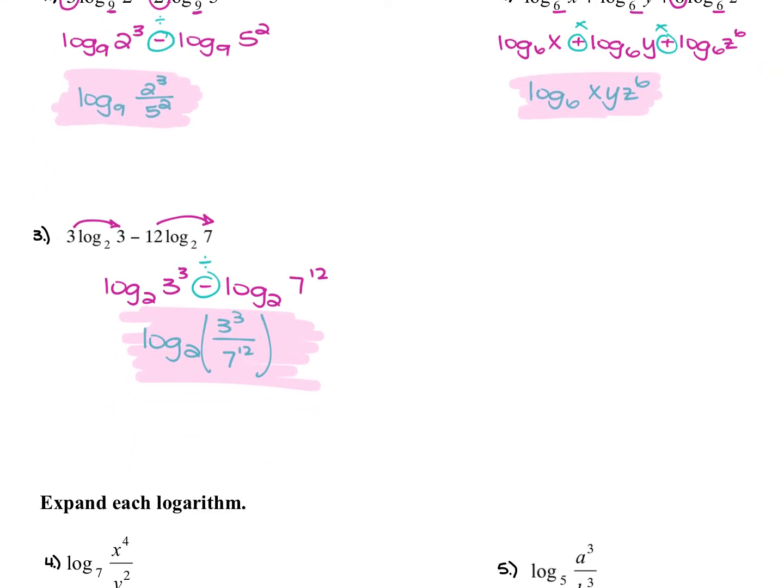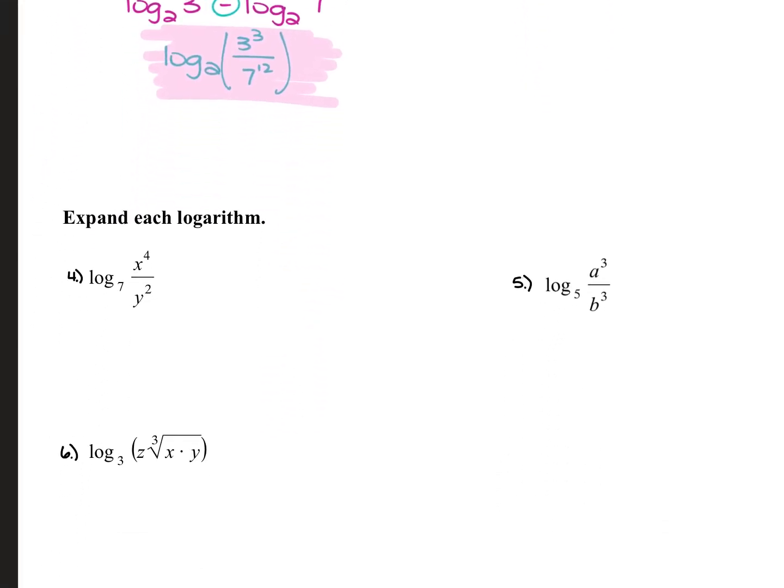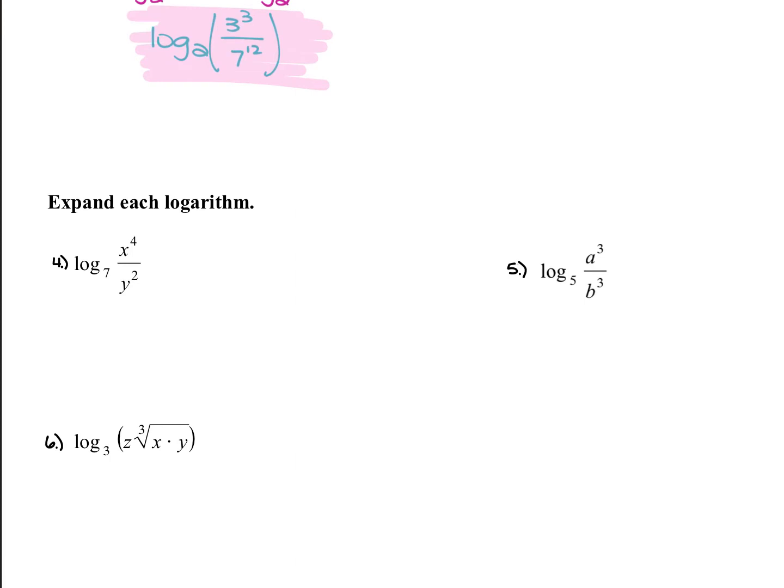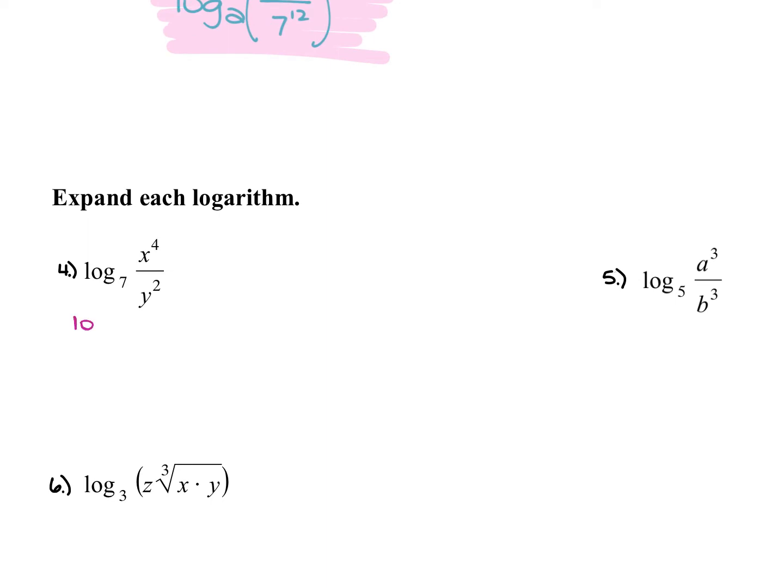The next part of our review, we are expanding each of these logs. So with number 4, we have log 7 of x to the 4th power over y squared. We want to rewrite that division using subtraction. So this is going to give us log 7 of x to the 4th power minus log 7 of y squared. The power on each of these goes to the front of that log. So that's just going to give us 4 times log 7 of x minus 2 times log 7 of y.